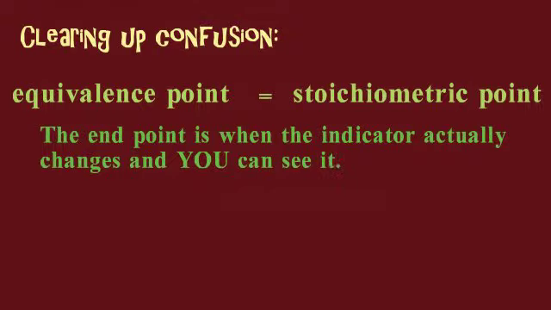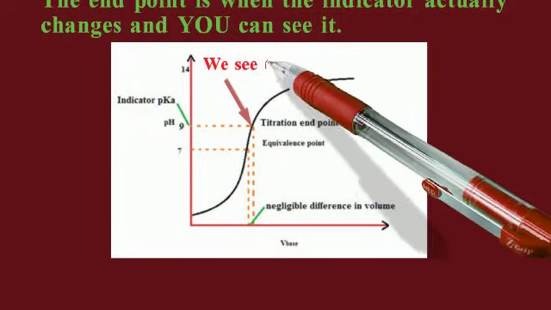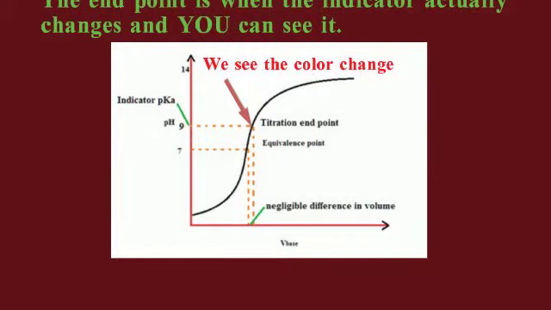So the equivalence point we cannot see. We see the extra when the hydroxide or whatever it is combines with the indicator to change color. And you can see here on the graph, that's the point that we see. We consider it a negligible difference in volume. So we see the color change at the titration endpoint.